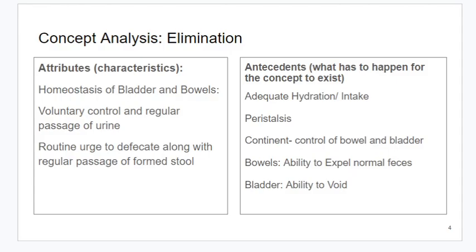Our antecedents, this is what has to happen, of course, for that elimination concept to take place. So in order for our body to properly eliminate, we do need that adequate hydration and intake. We do need to have that peristalsis, especially in that GI tract, to help expel the stool. We do need to have that control of our bowel and bladder system. We need to be continent. And then our bowels need to be able to expel those feces. And then our bladder, obviously, needs to be able to relax enough when we do need to void and not have that retention.